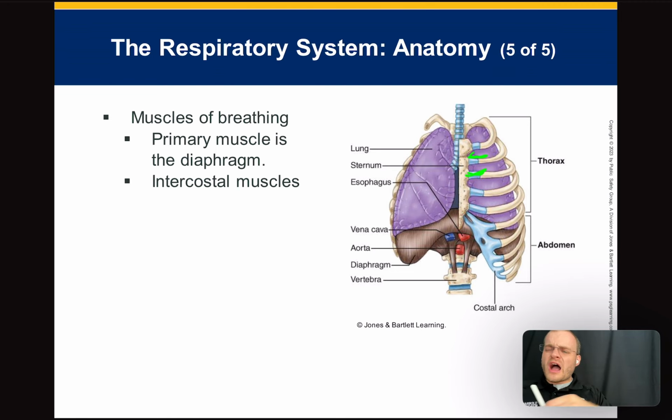I'll quickly point out that of course the vena cava and aorta and the esophagus, right, the food tube behind our trachea, where we swallow food, they all punch through the diaphragm down into the guts. And that's pretty much what I want you to know about that.